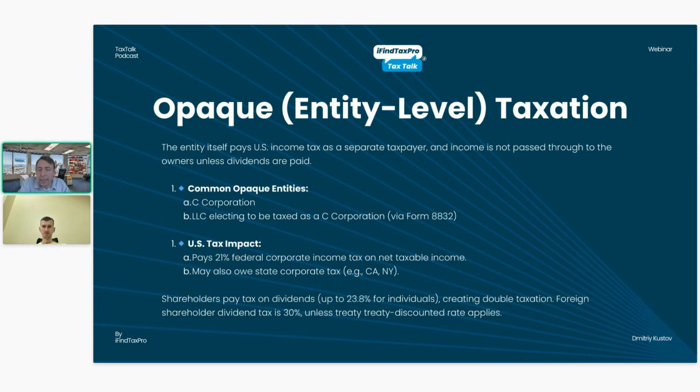So when you pay C corporation taxes, you pay corporate taxes in the United States, you normally pay 21%.